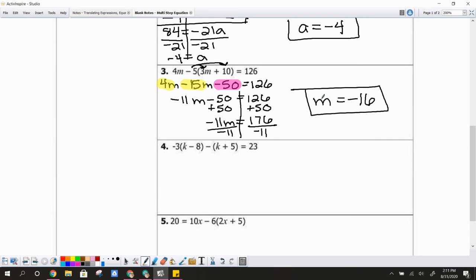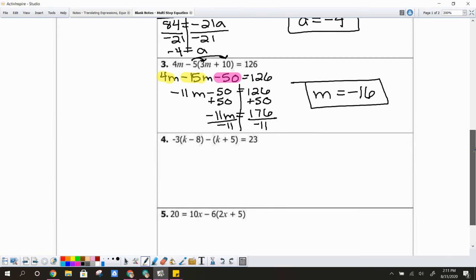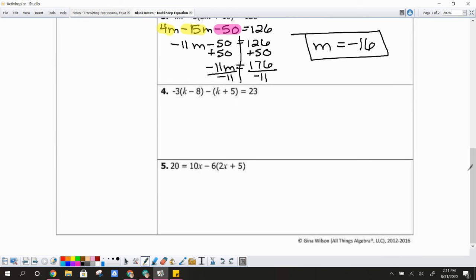All right, so for number 4, we've got 2 sets of parentheses. So we've got to make sure we're distributing twice. We're going to start with the first one. We have this negative 3. We're going to pass it out to both parts. So I have a negative 3 times k, and negative 3 times negative 8, which is a positive 24.